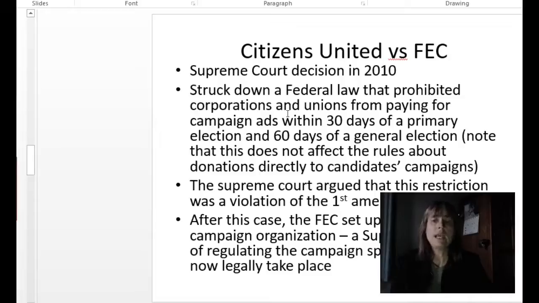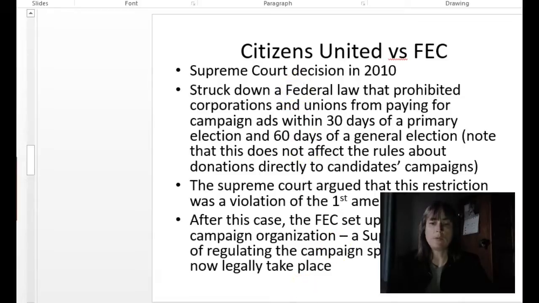Now, after this case, the FEC set up a new type of campaign organization called a super PAC. Many of you, I'm sure, have heard of these. They were not in existence before this case came about. Okay? Now, I want to talk a little bit more about PACs and super PACs to set the context for you, how these things work.